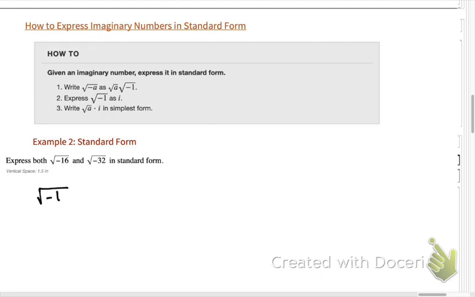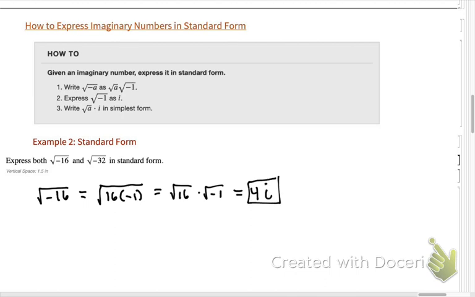So we'll start with doing the square root of negative 16. Now you can think of that as the square root of 16 times negative 1. And the square root of a product of two numbers is the product of their square roots. So this can be written as the square root of 16 times the square root of negative 1. And the square root of 16 is really just looking for a number that multiplied by itself equals 16, which is 4. And then we rewrite the square root of negative 1 as i. So the square root of negative 16 reduces to 4i.